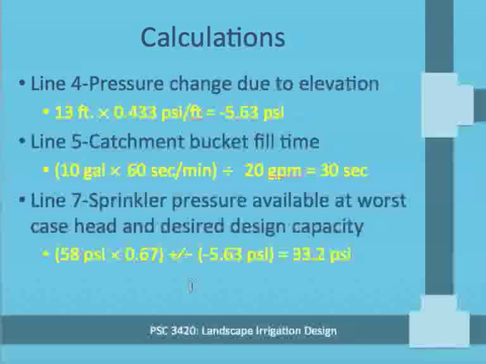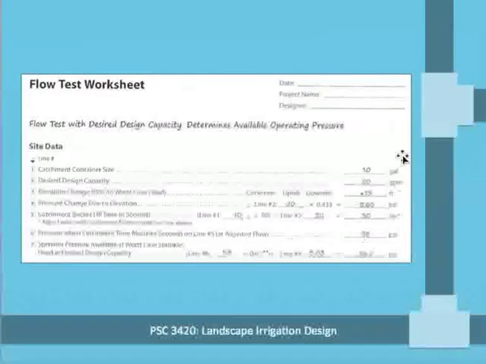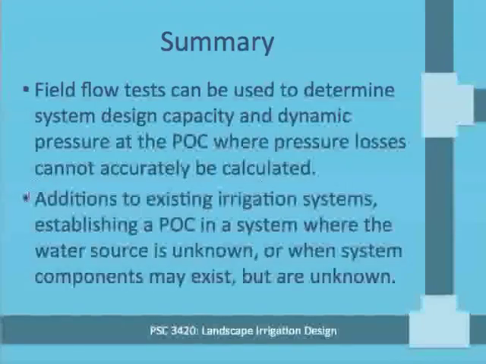Now in the final calculation, that 58 psi pressure is taken and multiplied by the constant of 0.67, and then the elevation component is taken into account as well and subtracted, and we end up with a pressure available at the worst case head of 33.2 psi. So if the worksheet were filled in, it would look something like this. Once again, there's a mistake here, but that elevation should be 13 feet times 0.433. But we end up with the pressure available at the worst case head of 33.2.